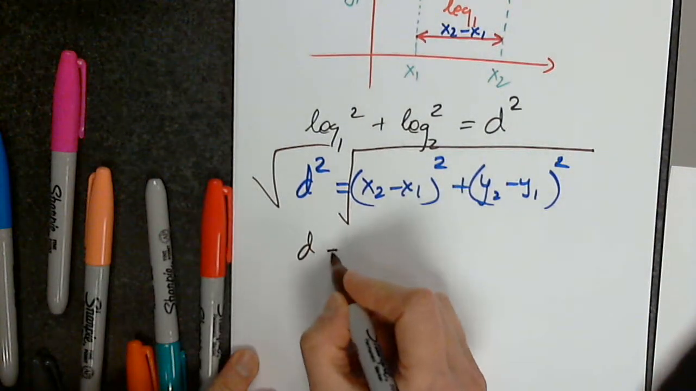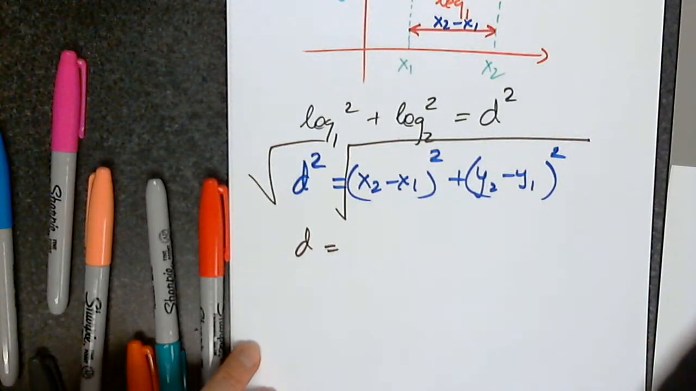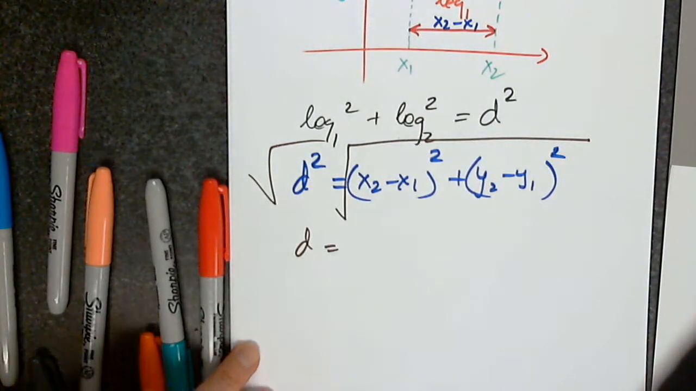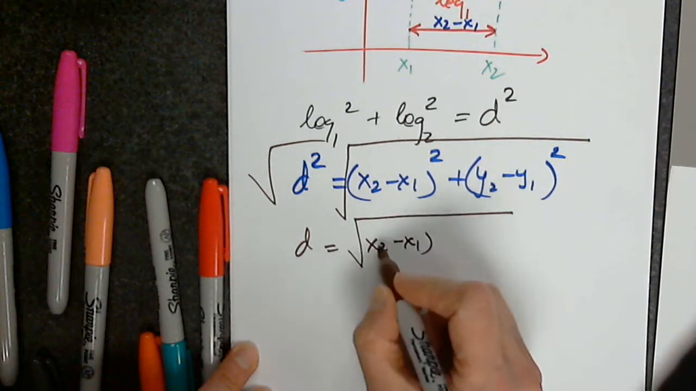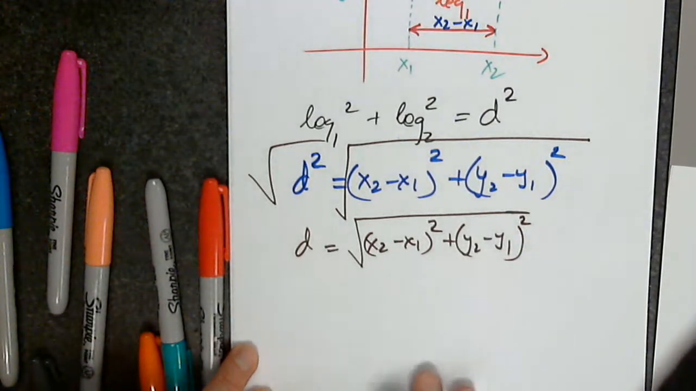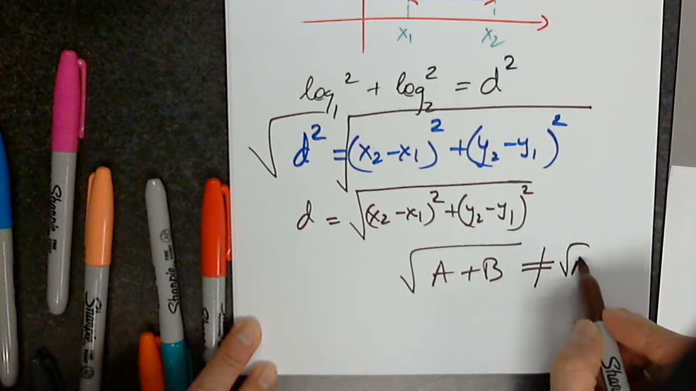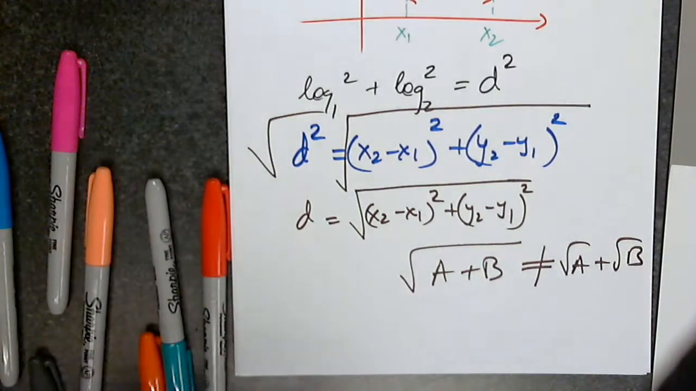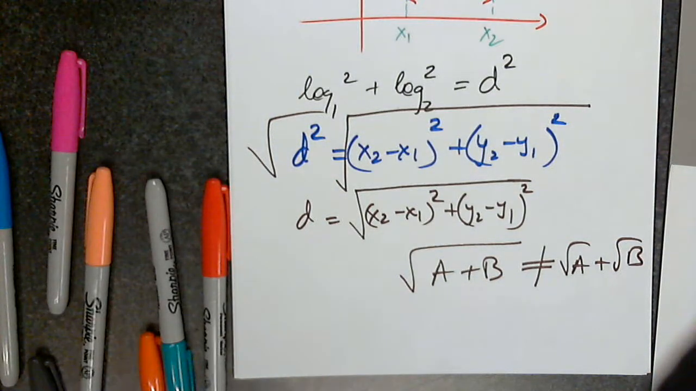So this will be d equals, can I simplify this in any way, shape, or form? The answer is correct. We cannot. Very good. The square root of (x2 minus x1) squared plus (y2 minus y1) squared. This is it. The square root of a plus b does not equal the square root of a plus the square root of b. You did not fall into my trap. Thank you. Awesome.